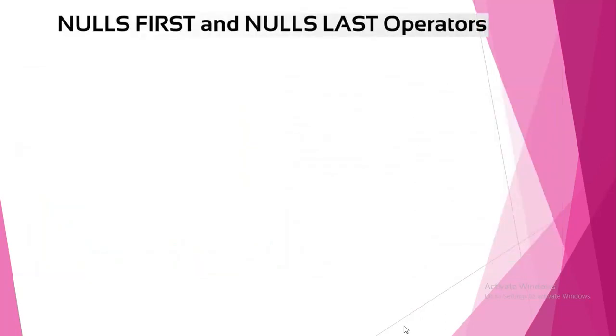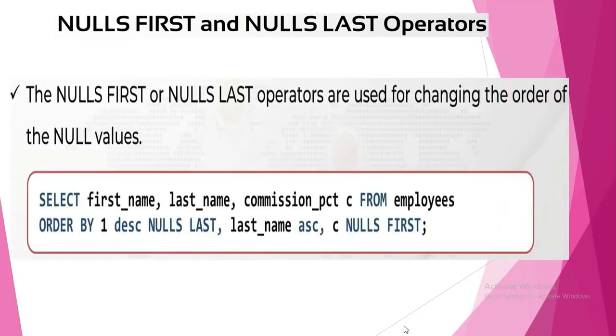Nulls first, nulls last operators. Here the nulls first or nulls last operators are used for changing the order of null values. Select first name, last name, commission percentage from employees, order by 1 descending nulls last, last name ascending, or nulls first. So you can write it like this.